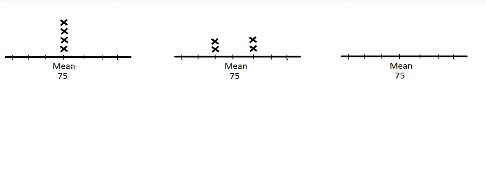These 2 data sets both have a mean of 75, but the difference between them is that this data set has more dispersion and this data set has less dispersion, because these values are more spread out further away from the mean, and these data values are all closer to the mean. And I said this is low dispersion, but it's actually no dispersion at all. This is higher dispersion.